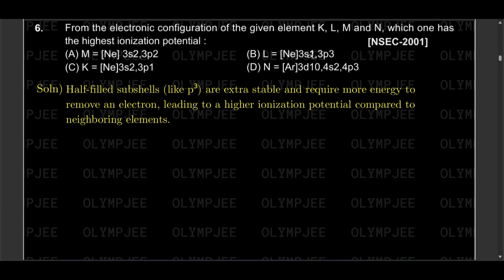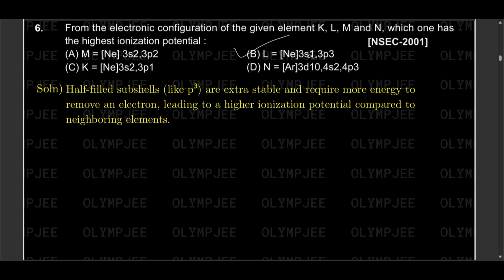So the funda used in this question is that half-filled subshells are extra stable because they have the highest exchange energy. So half-filled subshells are very stable. So they will need extra energy to remove an electron because you are going from half-filled to not half-filled. So the stability is decreasing. So you need to supply more energy. So this will have a higher ionization potential. So since B has half-filled p orbital, the answer would be B.